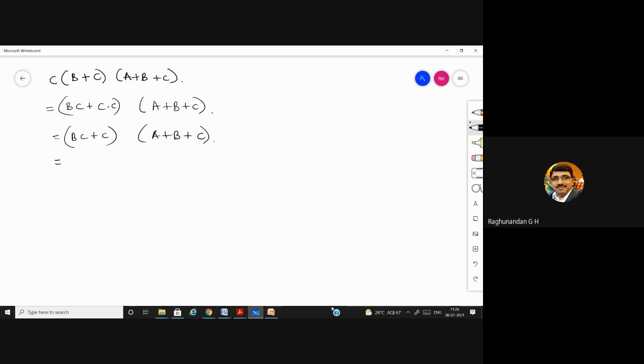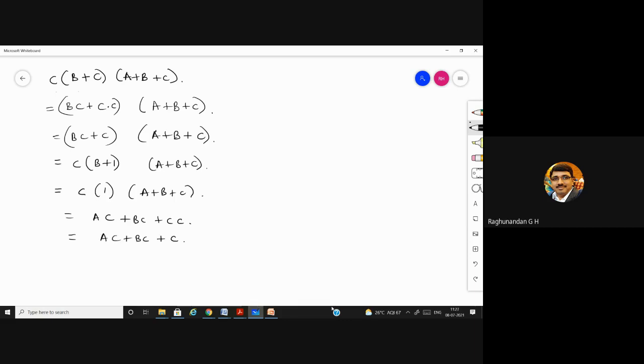So that is equal to C into B plus 1, A plus B plus C. What is B plus 1? It is just like A plus 1, it is 1. So that is C into 1, A plus B plus C. Now you multiply: AC plus BC plus CC. As you know that CC is nothing but C. So AC plus BC plus C.